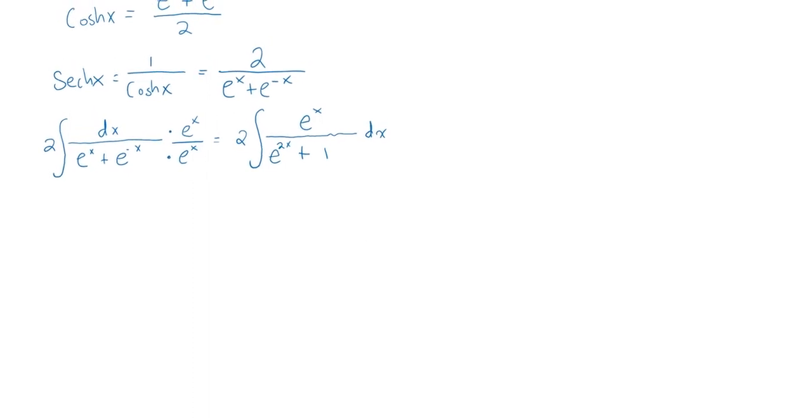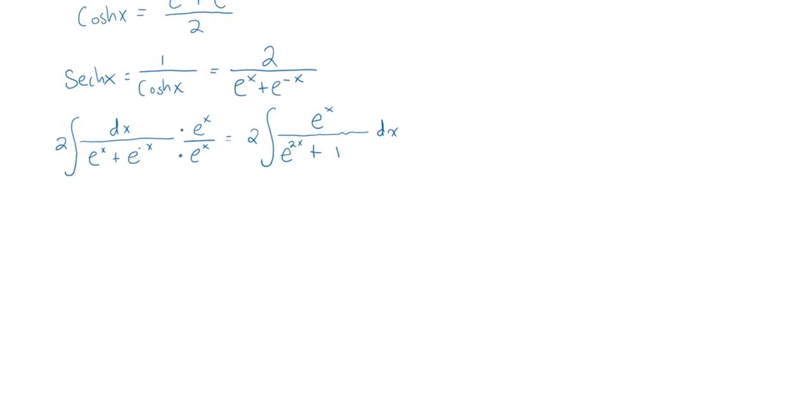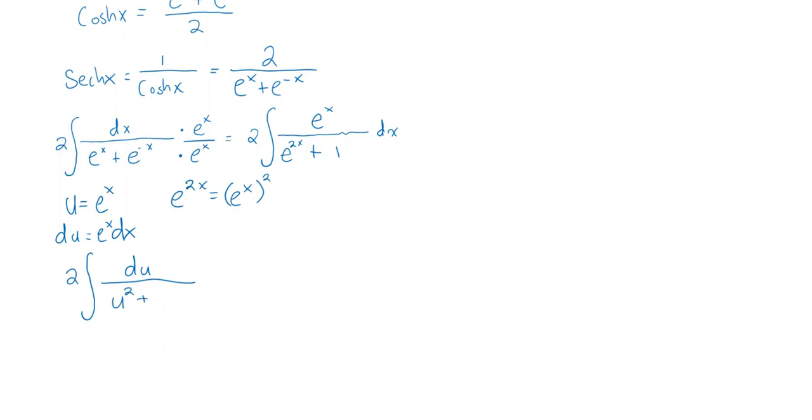So now, if we use e to the x to be our u and do a u substitution, then we get u is equal to e to the x, and du is equal to e to the x dx. Well, this e to the x dx is found in our integral, so we can replace it. So we have 2 times the integral of du over, well, e to the 2x is equal to e to the x squared, so this would be u squared plus 1.